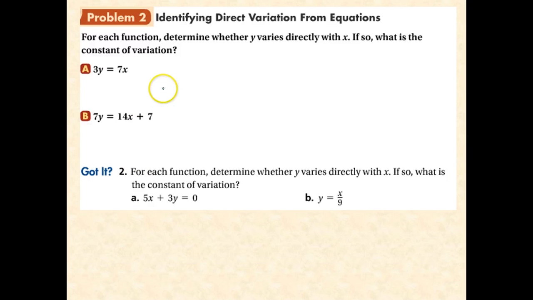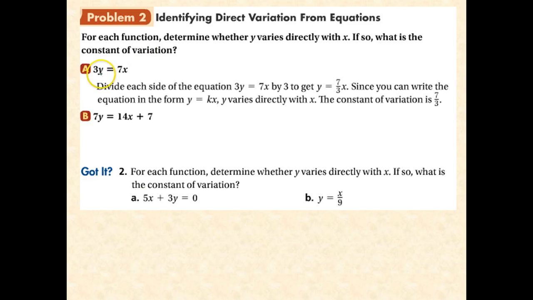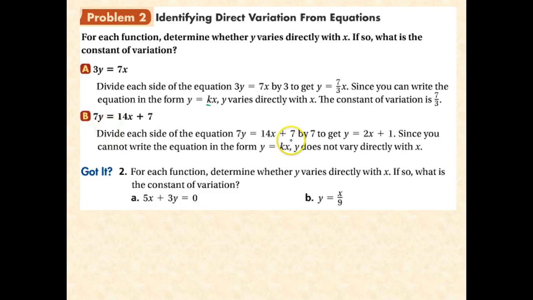Okay. For each function, determine whether y varies directly with x. If so, what's the constant of variation? Well, here we can divide both sides by 3, and we'll get y equals 7 over 3 times x. That is in the form y equals kx. So the constant of variation is 7/3, and that is direct variation. But with this one, if we divide both sides by 7, we get y equals 2x plus 1. So then we can't write it in the form y equals kx. So y does not vary directly with x in that case. Pause, see if you can figure these two out, and push play when you're ready to see them.